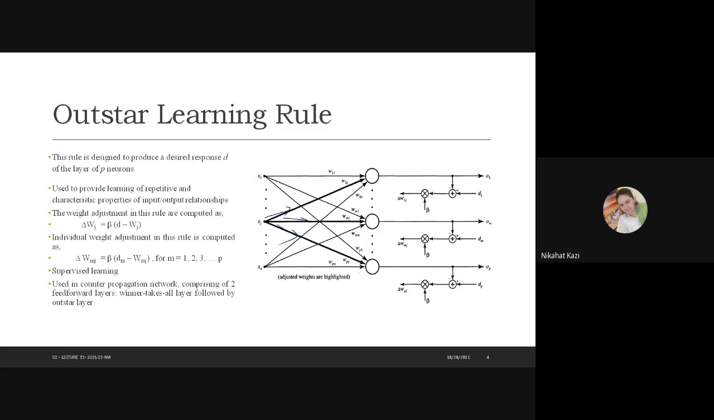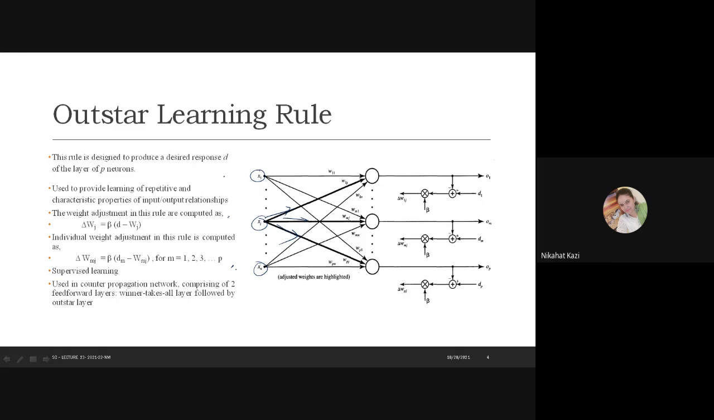Now counter propagation network is a special network actually, which comprises of two feed forward layers. The first one is winner takes all and the second one is the outstar layer. So there are two layers. This is one layer and before this there is one more layer. So it is somewhat like this. You have the winner takes all here, and these are the neurons.